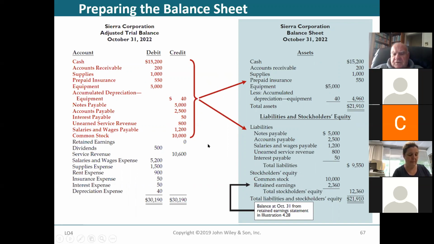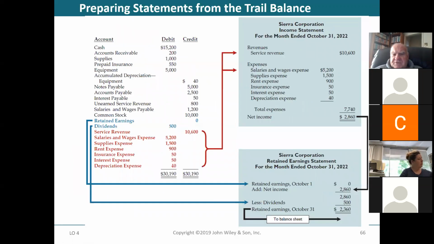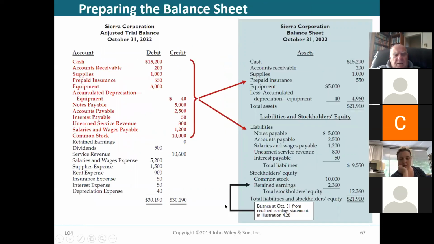So hopefully you get a feel now for why we do the net income first. Net income is done first in order to bring the net income down to the retained earnings statement, which is simply the beginning retained earnings plus income minus dividends. And then we just copy everything over with the exception of the new retained earnings number of 2360. So that's a little bit of the flow there.